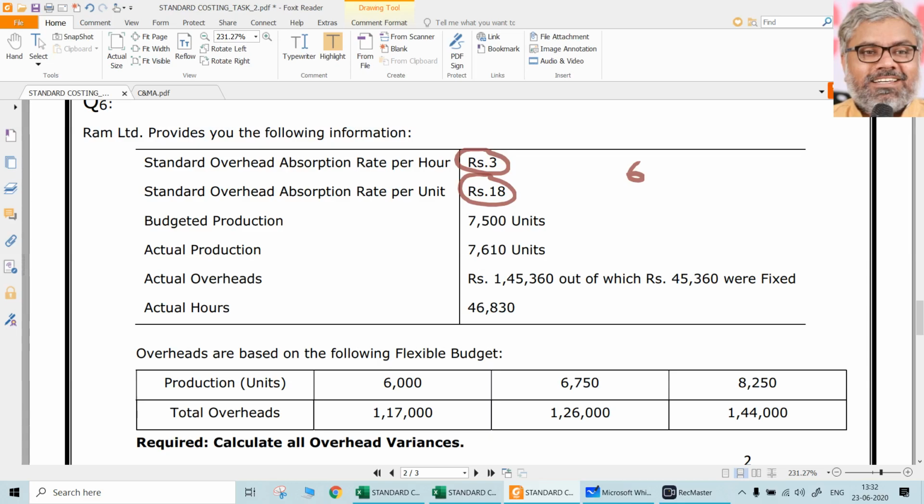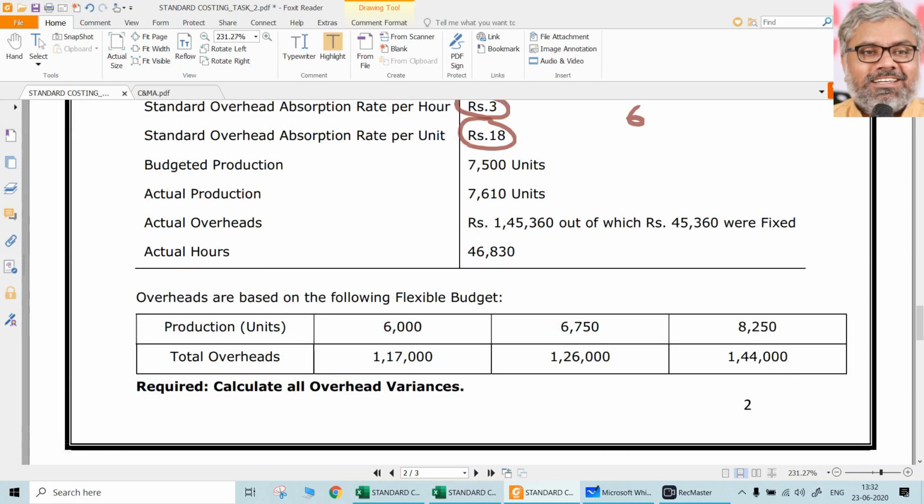So each unit of production takes 6 hours of time. That is one thing which is clear. Then it is given about the budgeted production, which is 7,500 units, but actual production is 7,610 units. And actual overheads are given, out of which fixed overheads are already given. So we know the actual overheads which are fixed also and which are variable also. 45,360 are fixed. So remaining 1 lakh naturally out of this 145,360 will be variable.